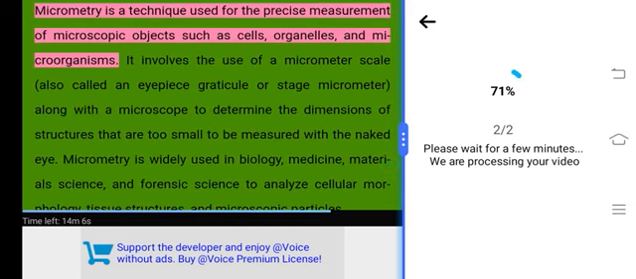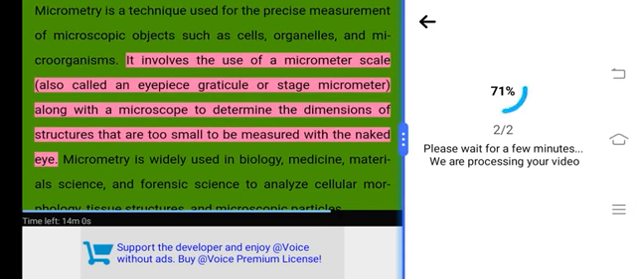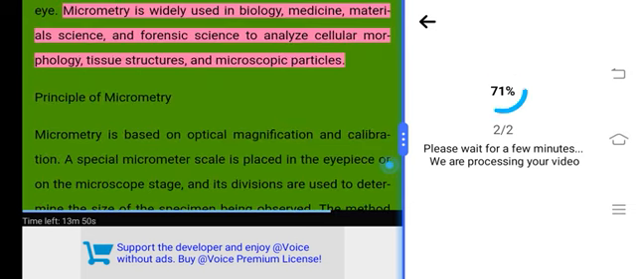Micrometry is a technique used for the precise measurement of microscopic objects such as cells, organelles, and microorganisms. It involves the use of a micrometer scale, also called an eyepiece reticle or stage micrometer, along with a microscope to determine the dimensions of structures that are too small to be measured with the naked eye. Micrometry is widely used in biology, medicine, materials science, and forensic science to analyze cellular morphology, tissue structures, and microscopic particles.